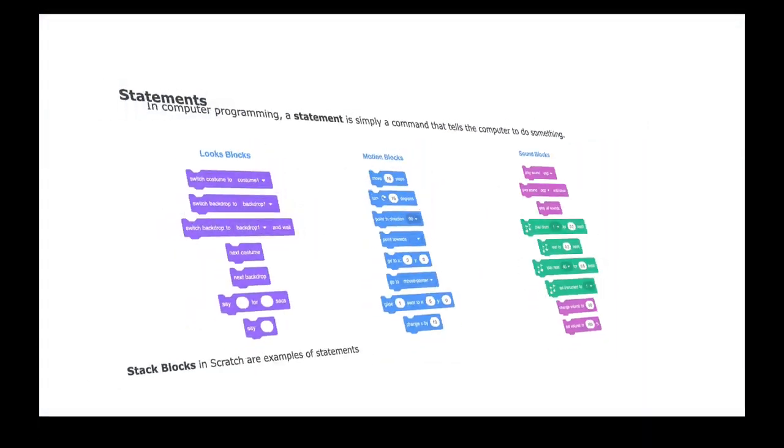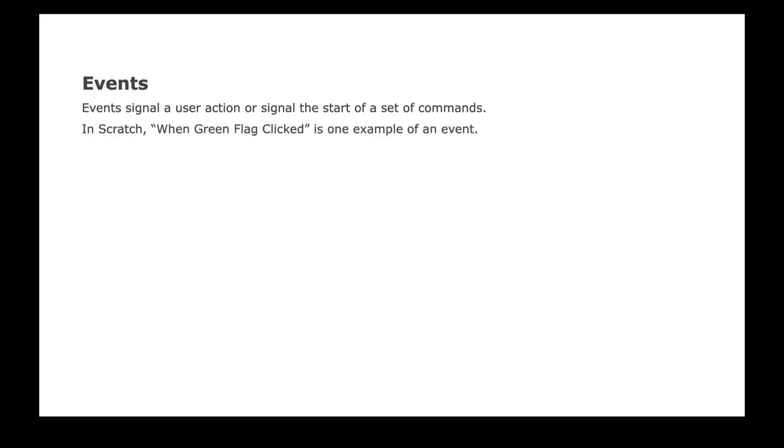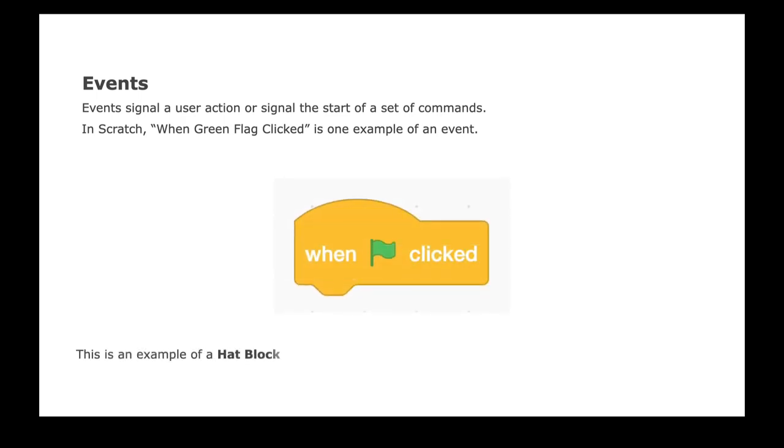So the second important concept in computer programming is events. Events signal a user action, or they signal the start of a set of commands. So in Scratch, for example, when green flag clicked is one example of an event. And these types of blocks are called hat blocks because, as you can see, they have a hat-like shape.